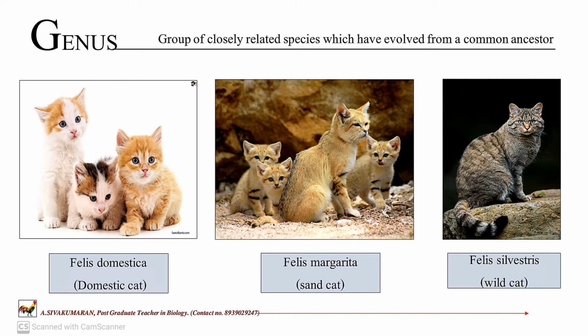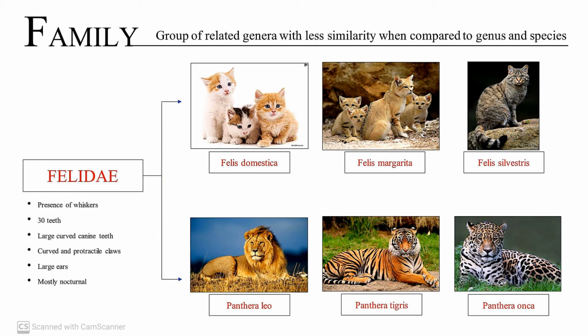So they are all grouped into the genus called Felis. But their species are different. One is domestica, one is margarita, and one is silvestris. You may ask what characters they have in common: presence of whiskers, 30 teeth, large curved canine teeth, curved and protracted claws, large ears, then mostly nocturnal habit, coming out in the night.